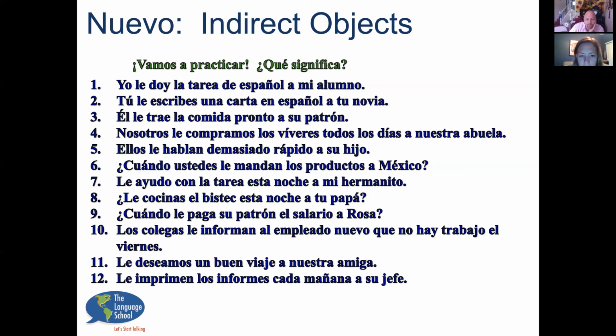Le imprimen los informes cada mañana a su jefe. They print the forms every morning to their boss, but for their boss. For their boss, yeah.